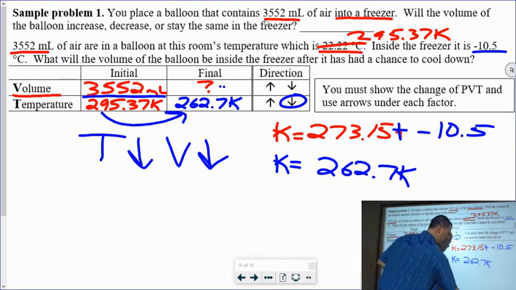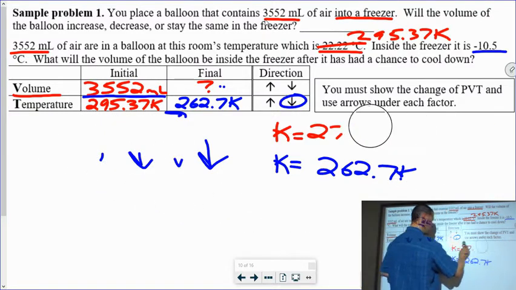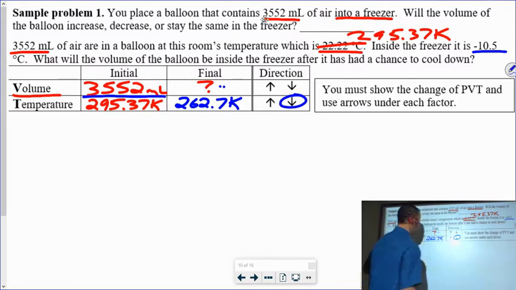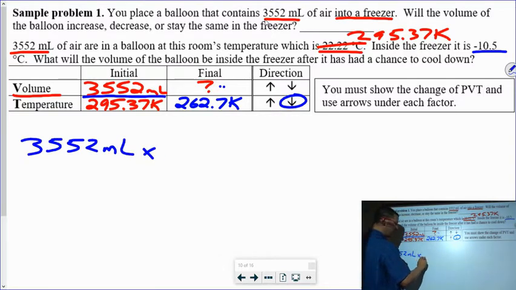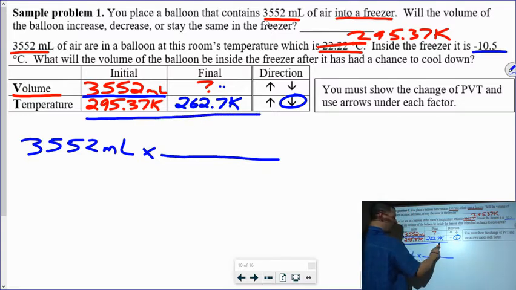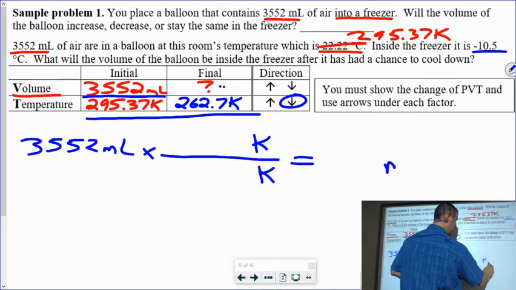So by doing that information and thinking a little bit ahead of time, you can see if your answer actually makes some sense. So here we go, following the instructions from the front page. You start with what you're given. So you are given 3,552 milliliters. You put a multiplication sign, you put a division bar. These two are the variables that are changing. So I put K, I put K. And at the end, these two K's will cancel out, and I'll be left with my answer in milliliters at the very end.